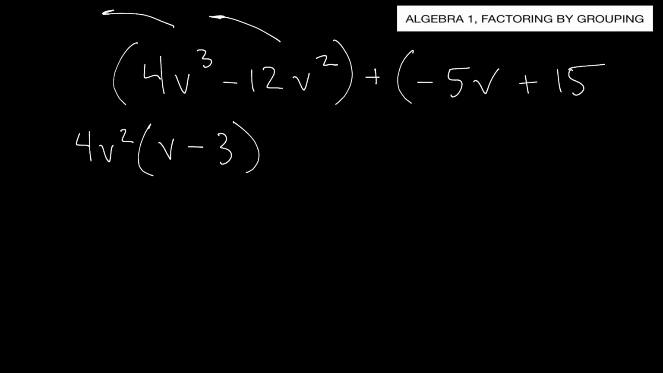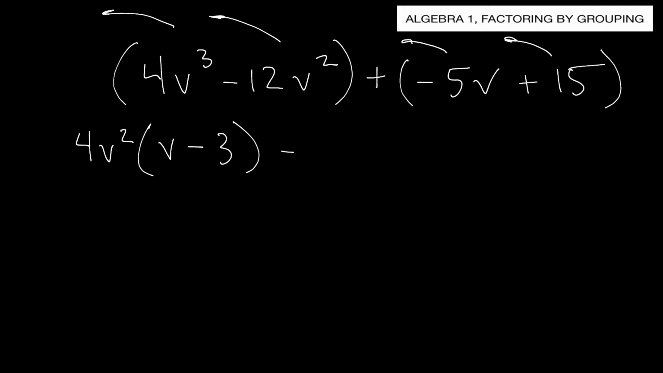Okay, that's not really changing anything. See, we had this. I'm just saying plus all this. All right, so what can we factor out of this group here? Remember, we want it to look like this, v minus 3. So negative 5v plus 15, how can I get that to turn into a v minus 3?